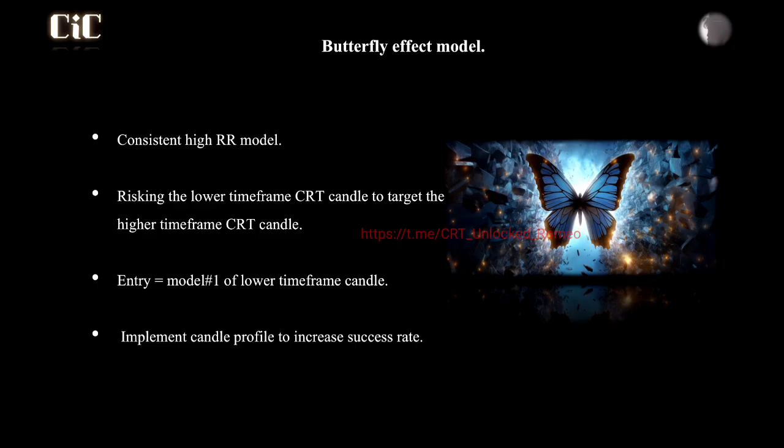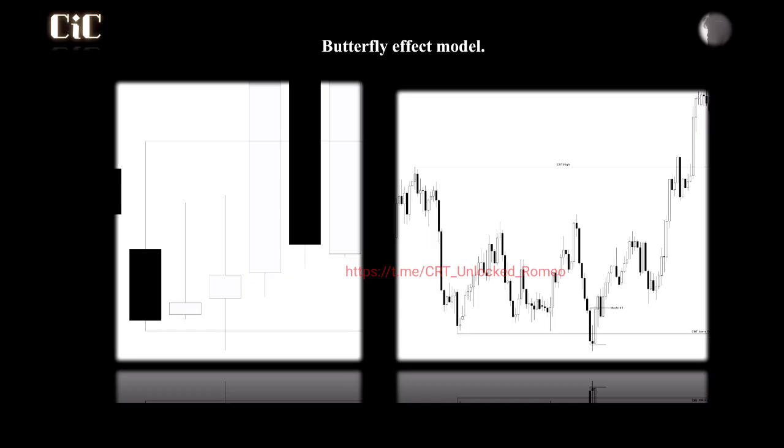In simple terms, and you'd expect something like this to have some geometry involved, but no. It's simply risking the lower time frame CRT candle to target the higher time frame CRT candle. The entry is going to be model number 1 of the lower time frame candle, and implement candle profiles to increase success rate. Here's an example.